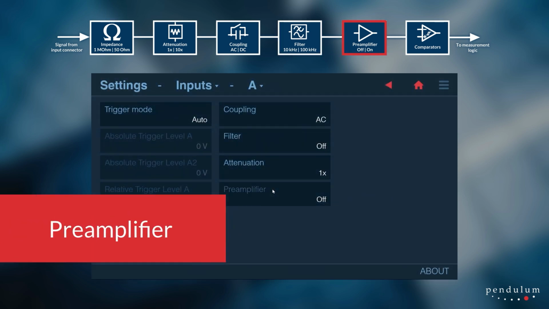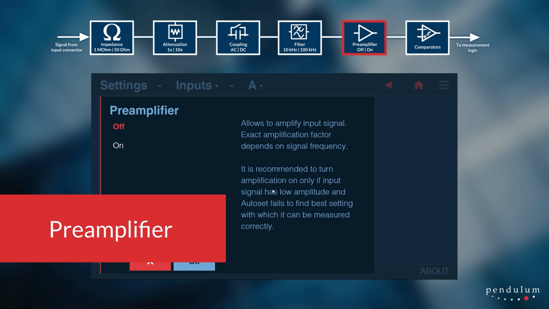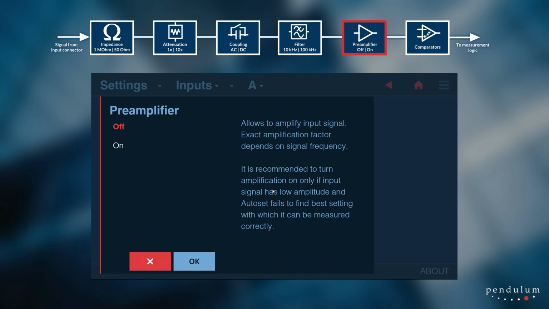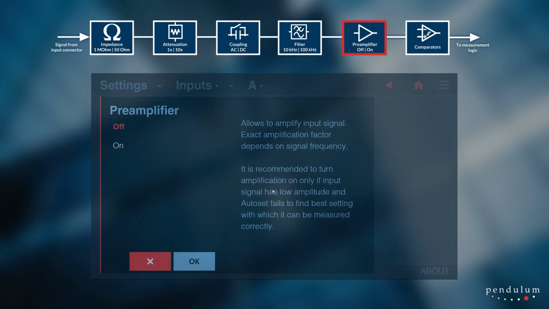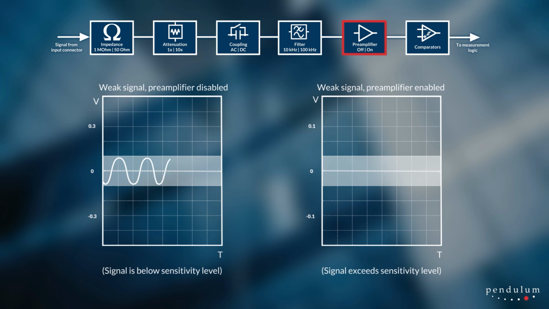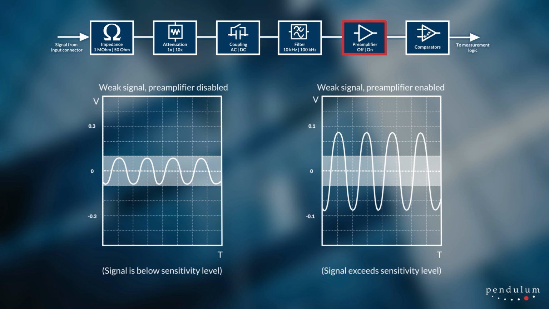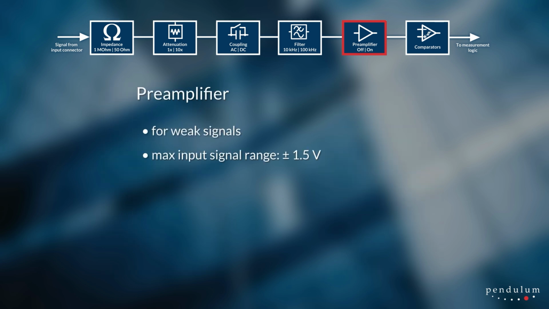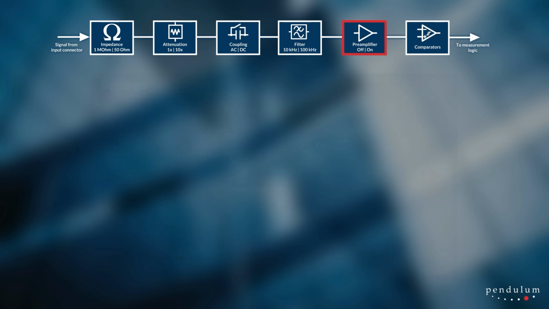Whereas use of the attenuator is required for strong signals, the preamplifier is required to process weak signals. Enabling the amplification inside the instrument improves sensitivity for weak signals, but the signal's amplitude range decreases from ±5 volts to ±1.5 volts. Use the preamplifier only if you fail to obtain stable readings otherwise.